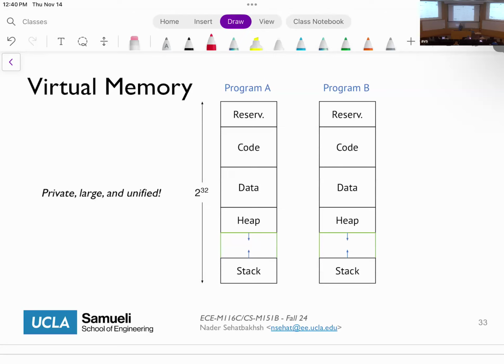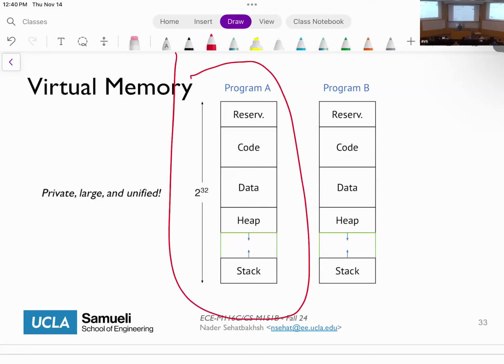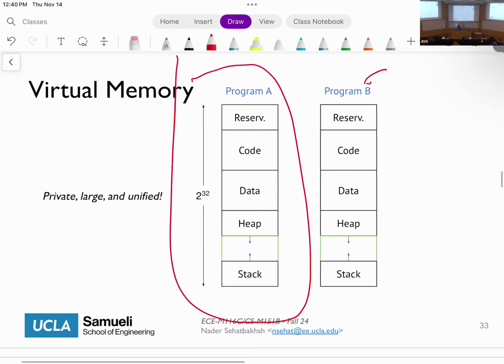So for each program, we think that we have access to the entire physical memory. Let's say you have 32-bit addresses. It's perfectly fine to address anything in that 2 to the power of 32. And as I said, each program is typically divided into regions. So you have code region, data regions, heap region, and stack region, and they can grow in opposite direction. And the same story in program B, and so on and so forth.